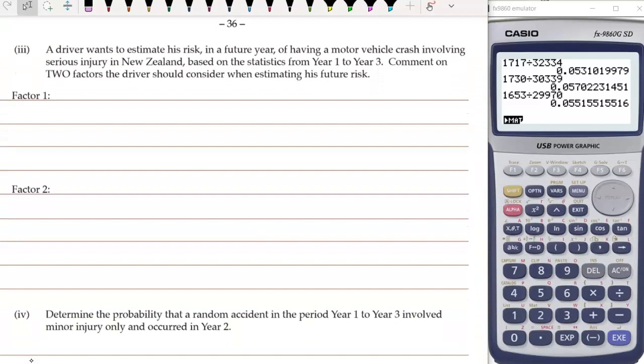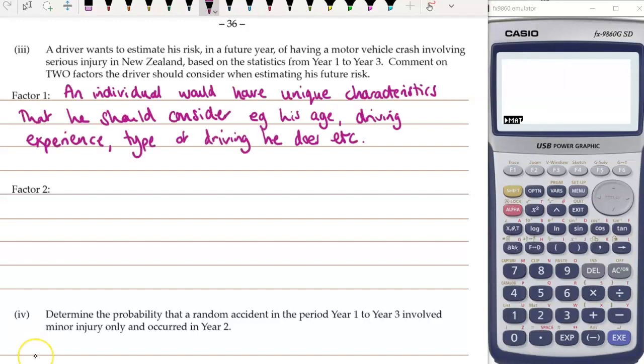Okay, a driver wants to estimate his risk in a future year of having a motor vehicle crash involving serious injury in New Zealand based on these statistics. Comment on 2 factors the driver should consider when estimating his future risk. So the first thing that I've put is along the lines of, we've got this data about a large group of people, but he is trying to estimate it for one particular person, and he needs to consider the characteristics that might affect his own risk, such as his own age, his driving experience, the type of driving he does, whether he does a lot of driving at night, for example, or if it's in city traffic, or if it's on rural roads, etc.